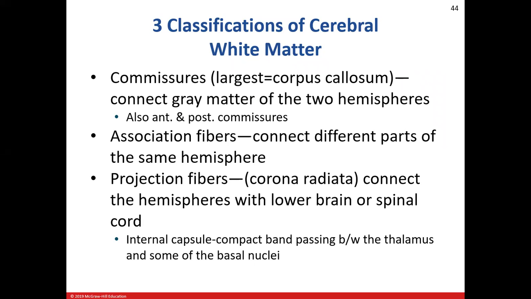So we're going to have fibers from the upper levels of the brain that actually project down and extend down into our lower brain and spinal cord regions. The example of our projection fiber really includes the internal capsule, which is a compact band that passes between the thalamus and some of our basal nuclei.